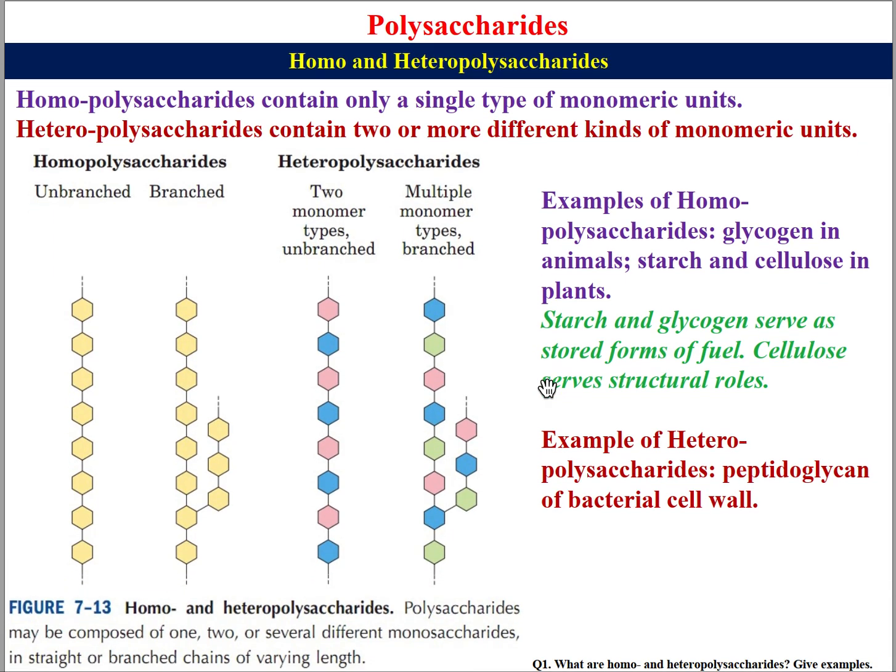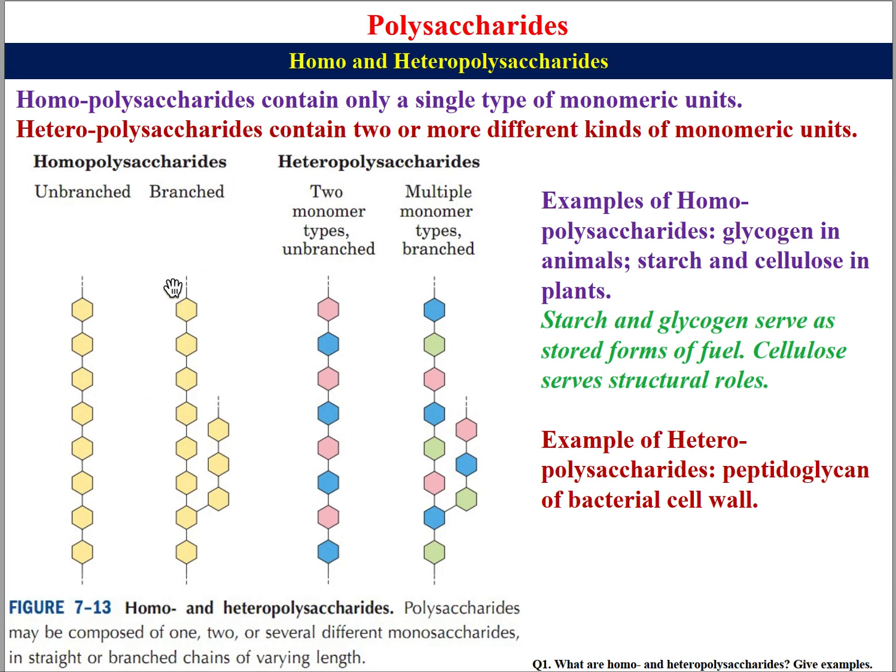Okay, so what are polysaccharides? Polysaccharides are polymers of monosaccharide, basically glucose. There are two types of polysaccharide: one is homopolysaccharide, another is heteropolysaccharide. Homopolysaccharide contains only a single type of monomeric unit, that means glucose, glucose, glucose. But heteropolysaccharide contains two or more different kinds of monomeric unit.